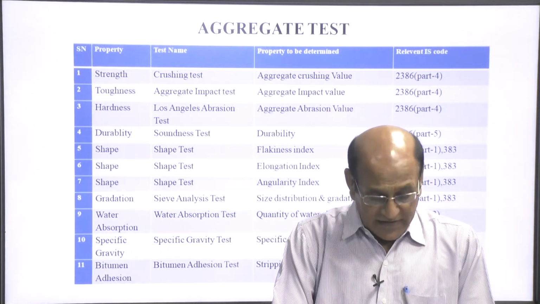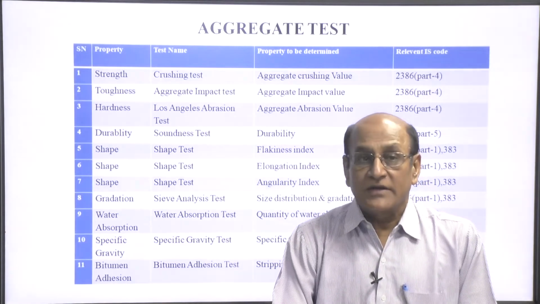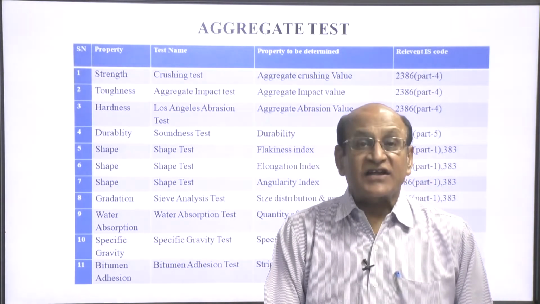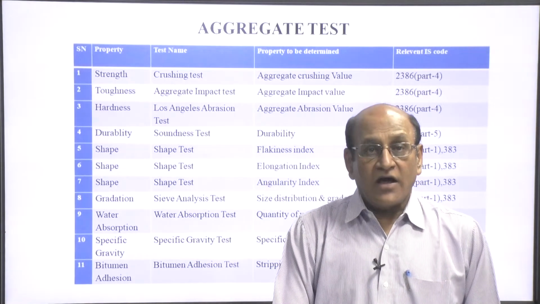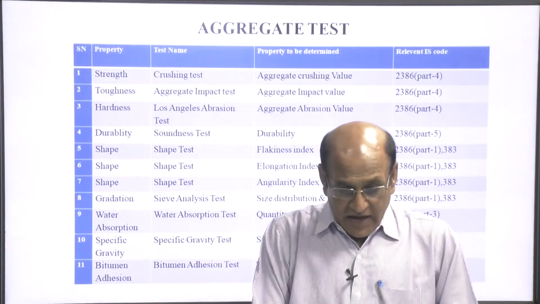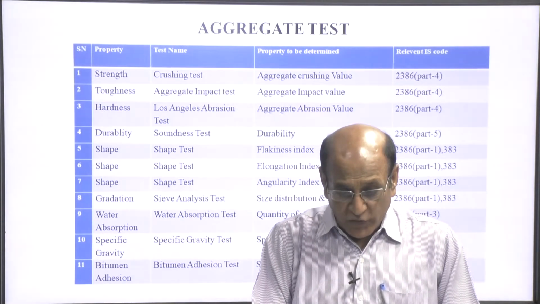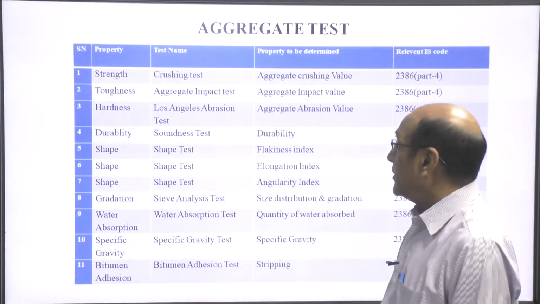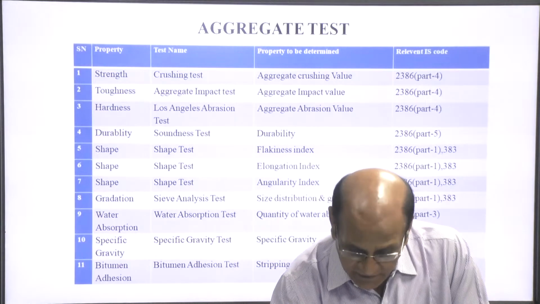The first is strength, and strength is carried out by the crushing test, and the value we get is the aggregate crushing value, and the relevant IS code is 2386 part 4. So, we will discuss one by one.